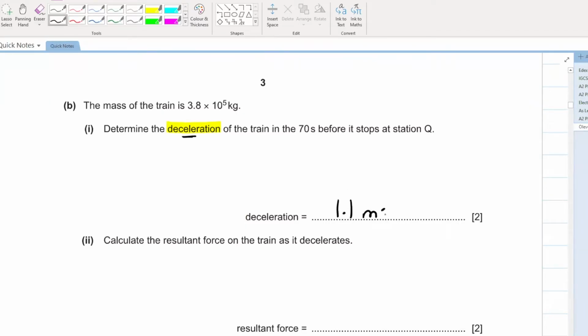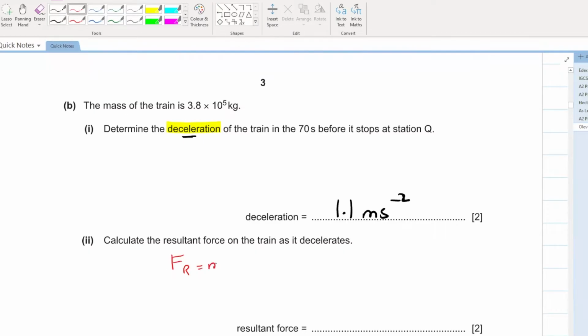You will just write the magnitude here, 1.1 m/s^2. Perfect. Calculate the resultant force on the train as it decelerates.